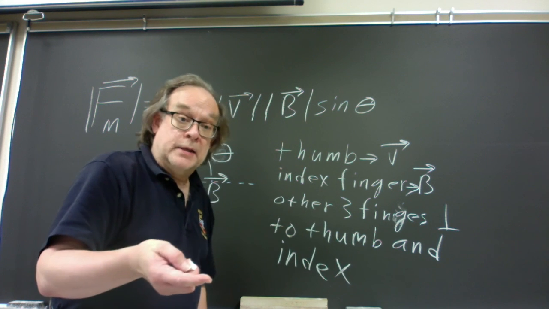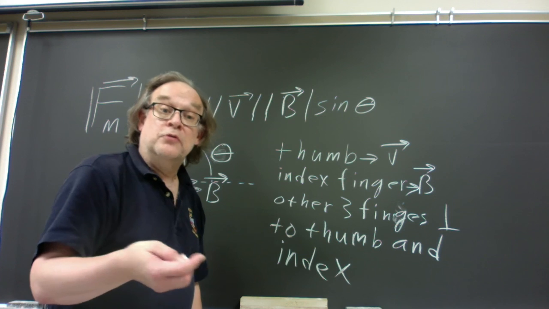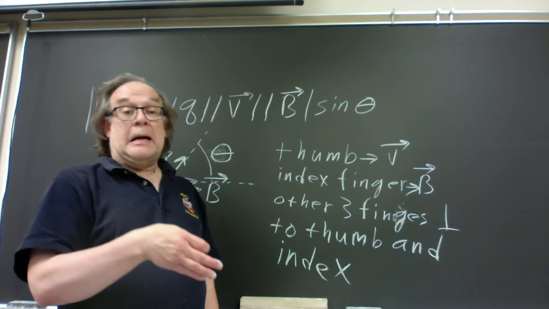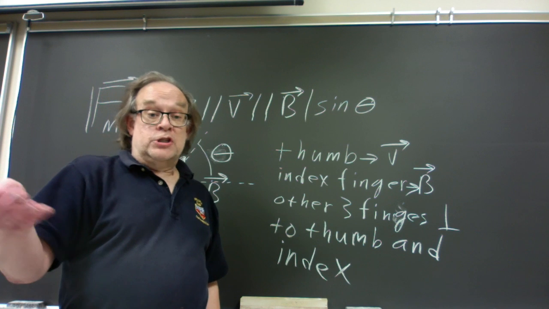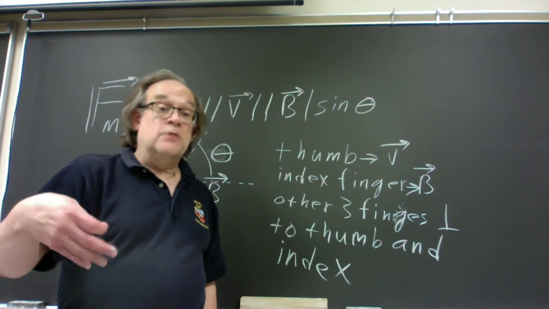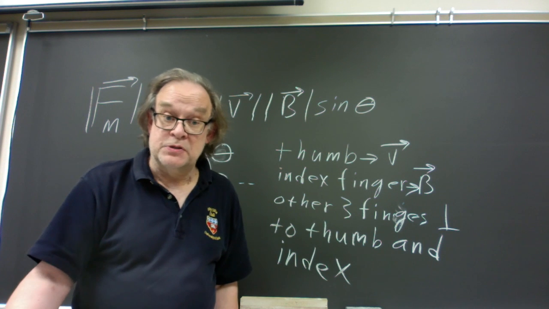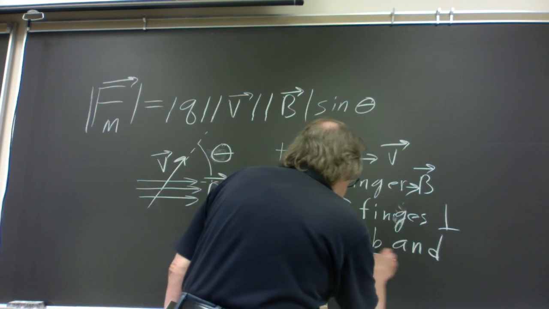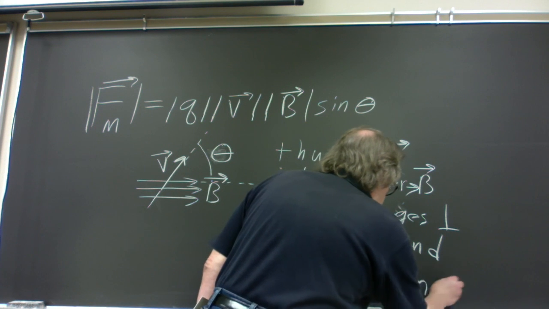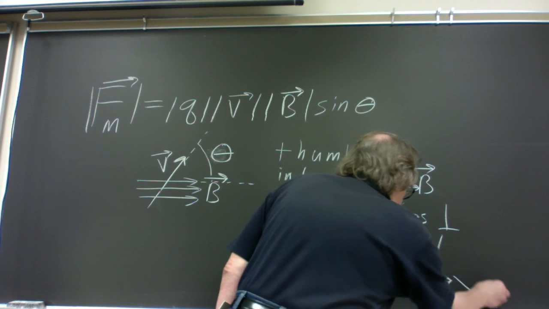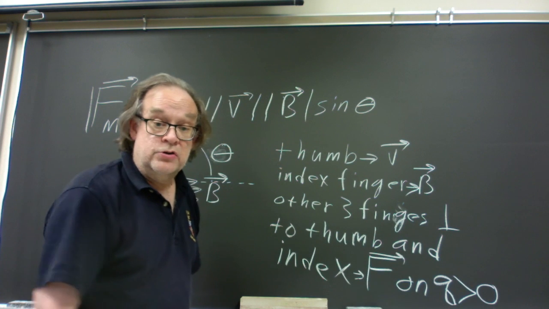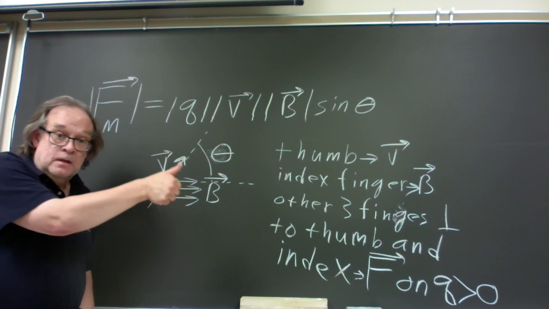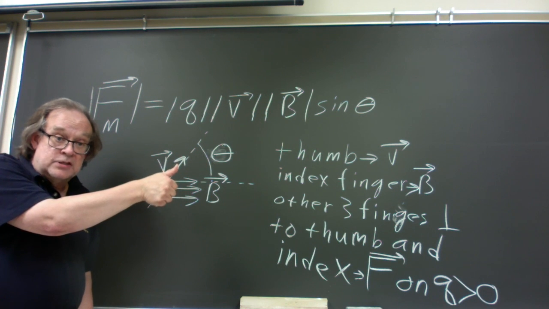And once you do that, now you have the direction of the force. And specifically, it's the direction of the force on a positive charge. And just like in the case of electric force, if you have a negative charge, the force points the opposite way. So that's the direction of the force on a positive charge. So looking at this example, thumb in direction of the velocity, that's the first step.